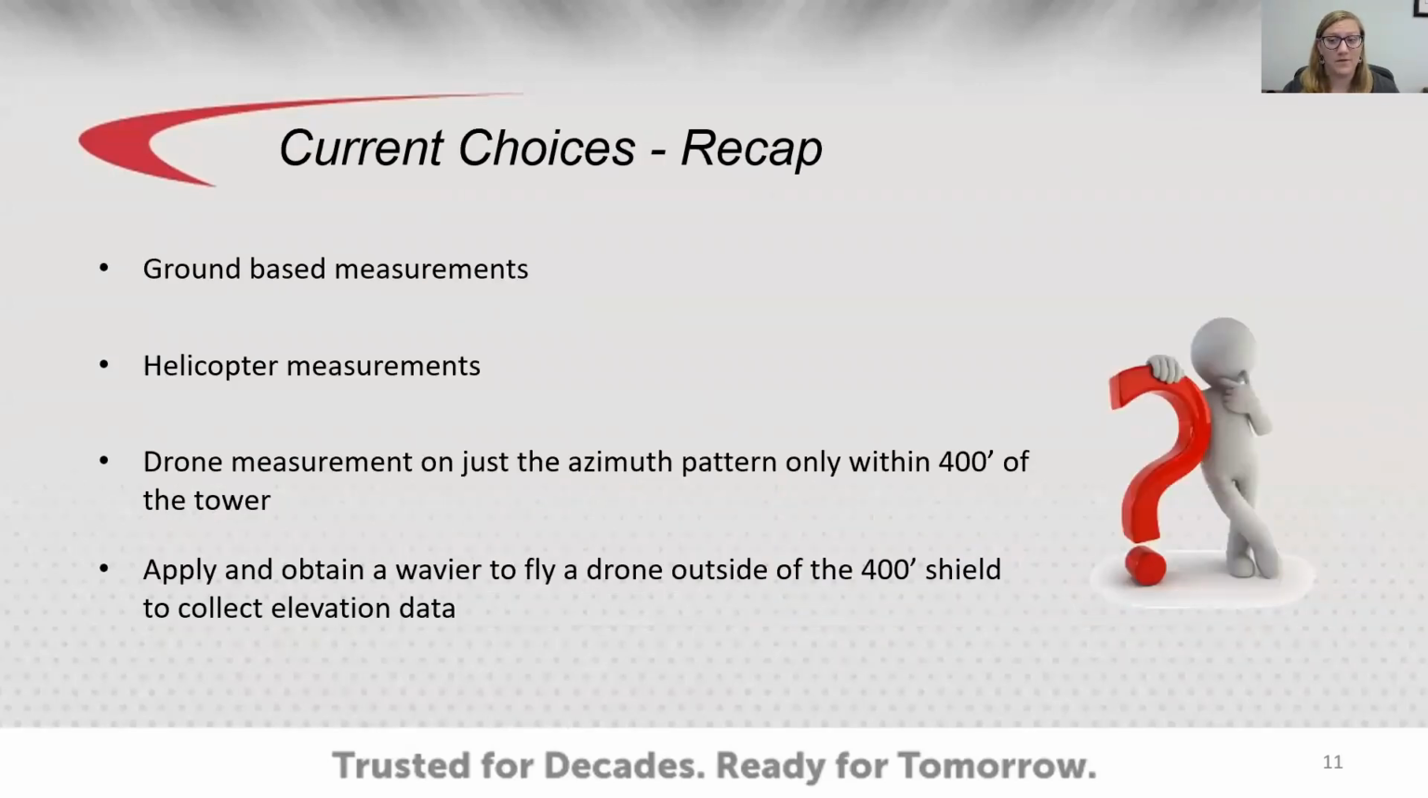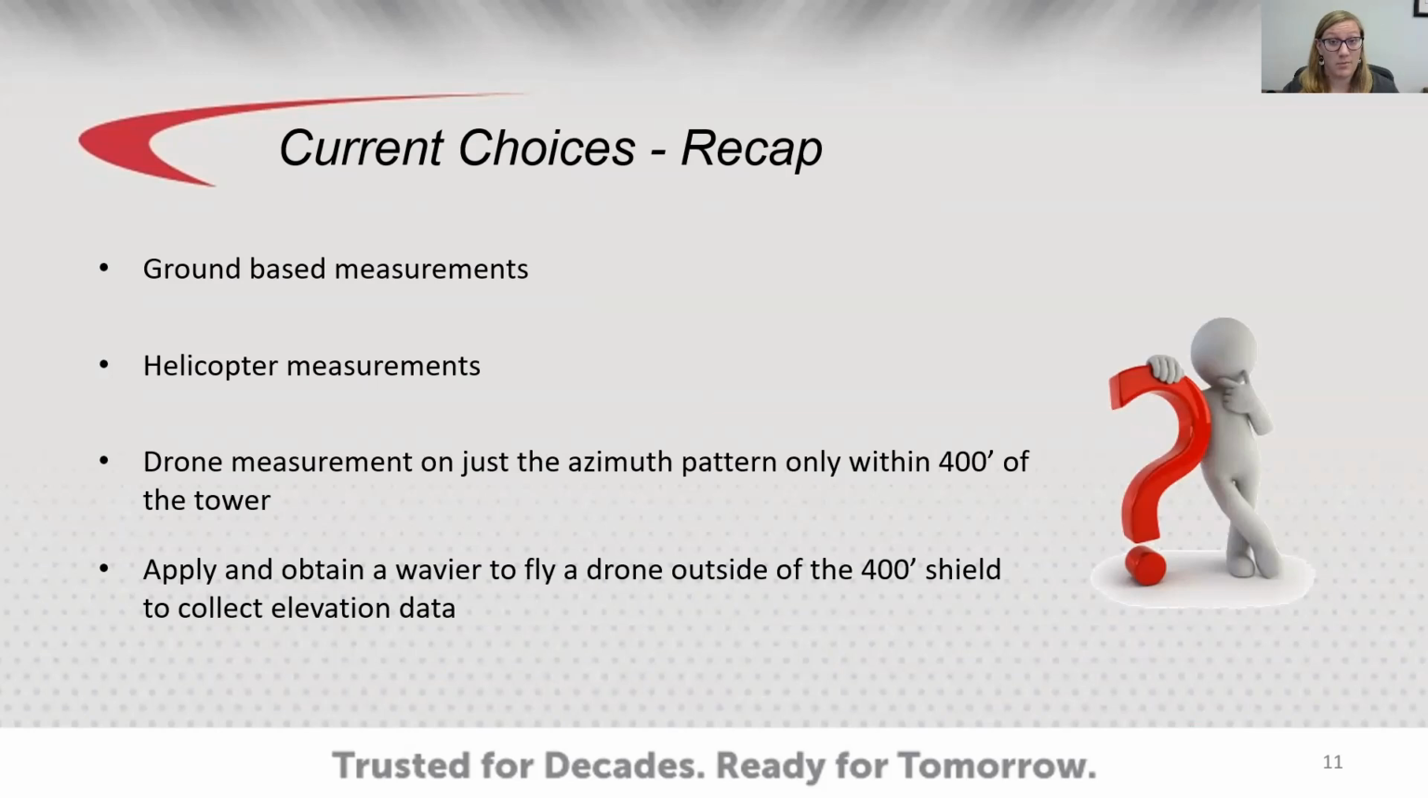Let's do a quick recap of our field verification options. There are ground-based measurements or helicopter measurements, each with their own drawbacks. Then we have drone measurements, which can either be taken inside the shield of the tower or outside the shield of the tower if you obtain a waiver. Plus, we know from the previous slides that any elevation pattern measured inside the shield of the tower will be unfocused until you're in the far field of the antenna. Now, for those of you thinking, even though it will take longer, I should apply for a waiver and get the most accurate measurement I can, right?